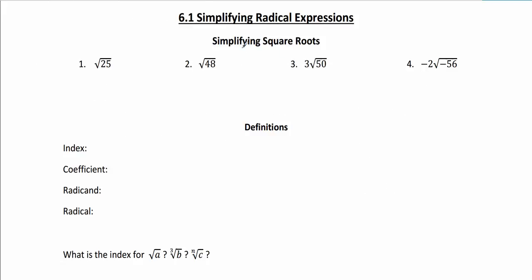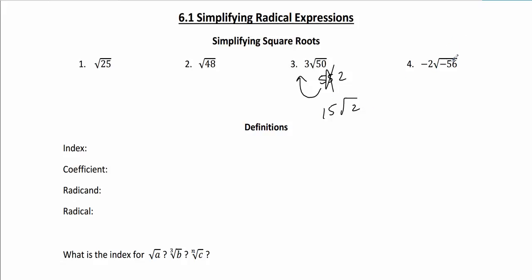Number 3. Again, I want to break down the 50. And if I break it down, I get 5, 5, and 2. That's 25 times 2, right? So I take one of the 5's out, cross the other 5 out. The 5 and the 3 make the 15, and then the root 2 stays in.